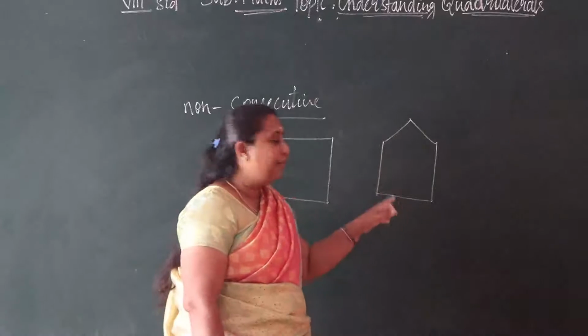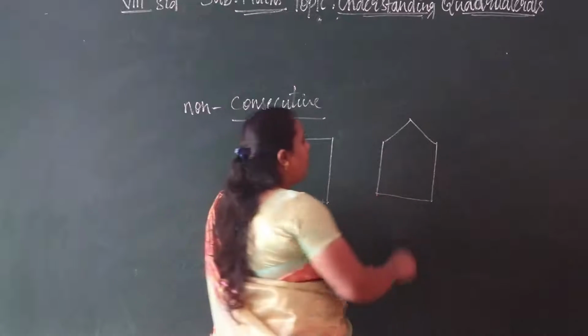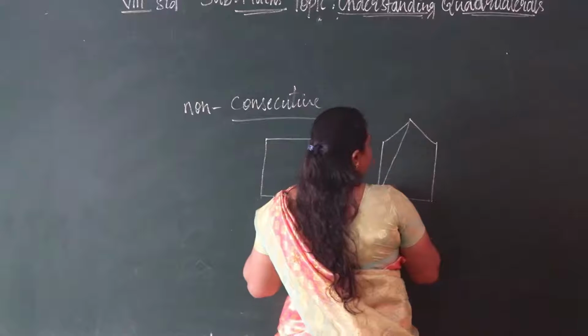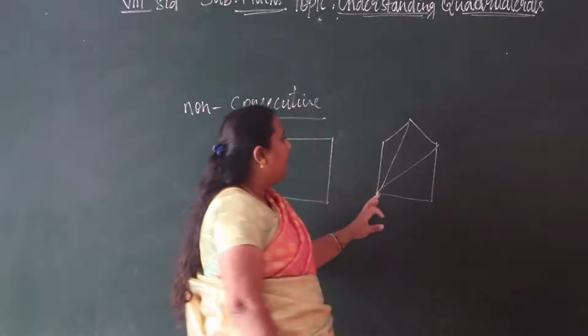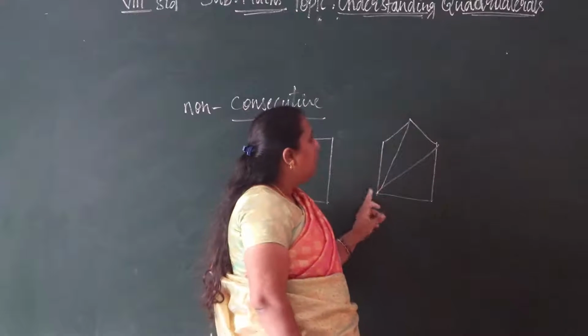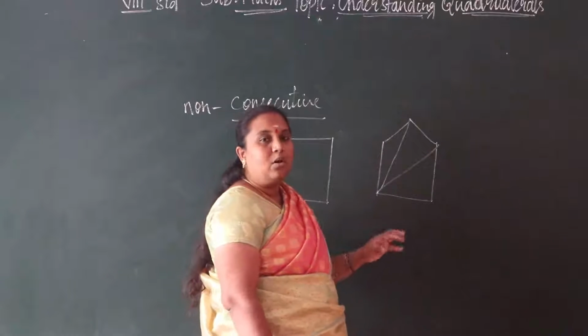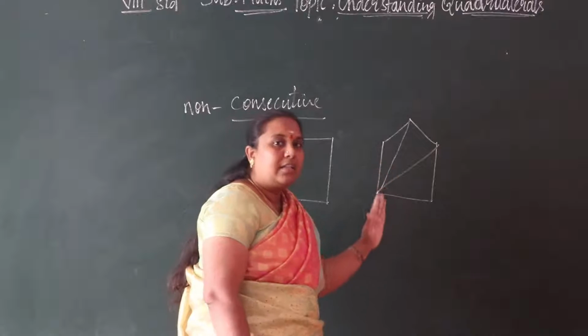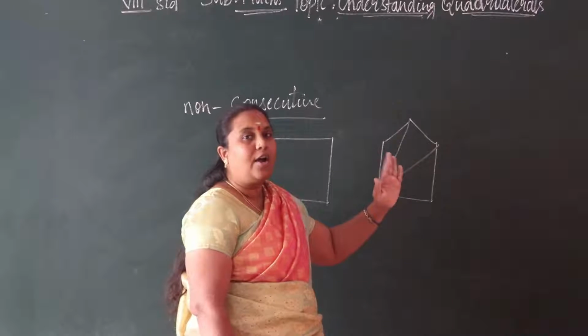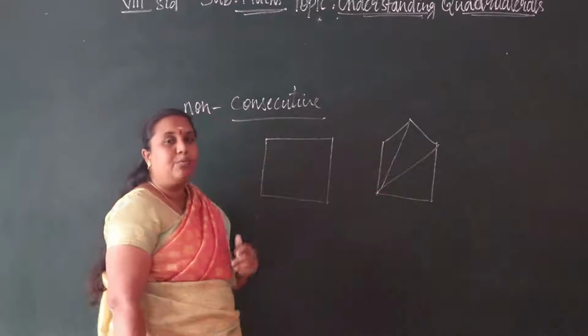Here we are taking one vertex to draw the diagonals. So this is opposite, but we can say this is not opposite. It moves like this. So here we can say the diagonal is a line segment which joins the non-consecutive vertices.